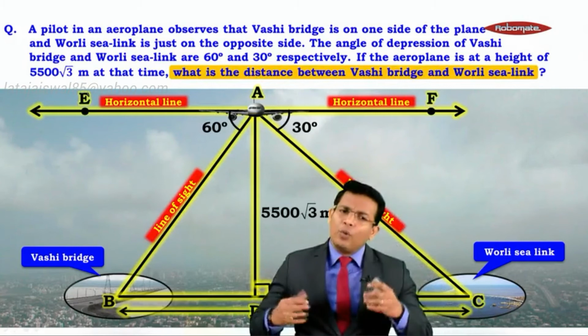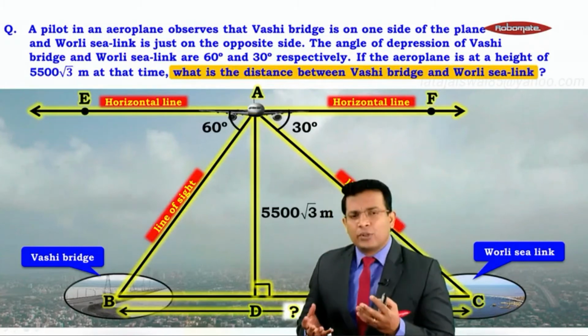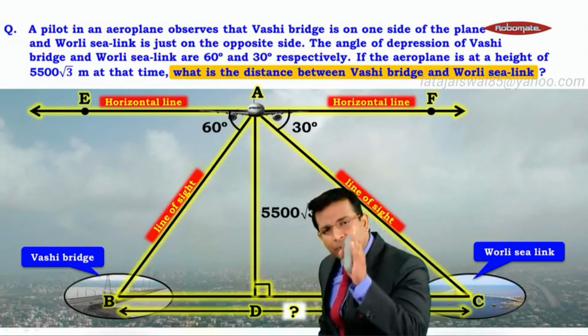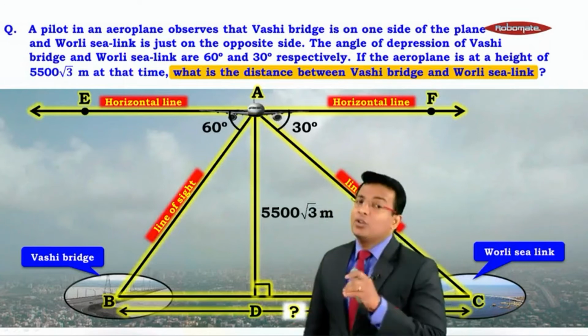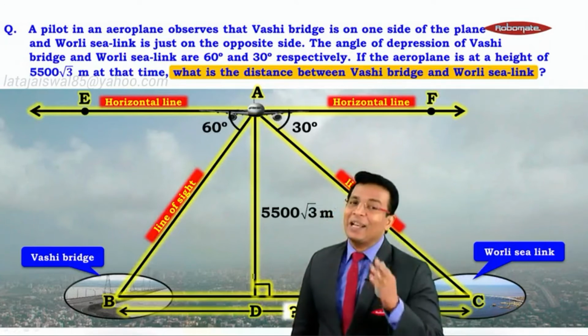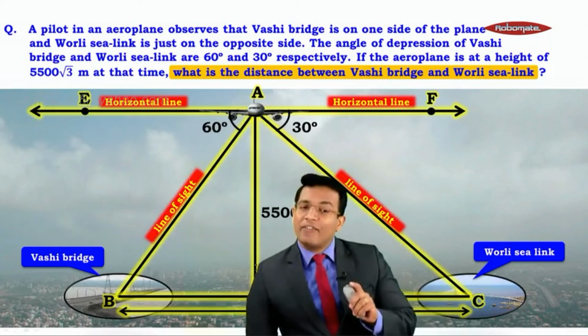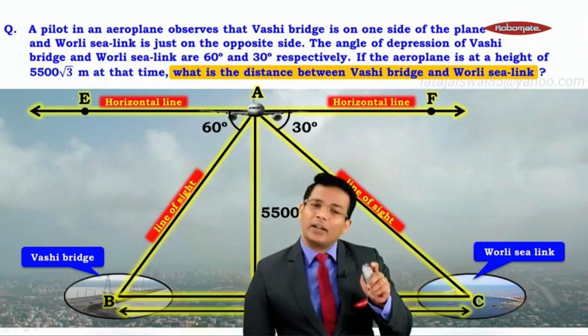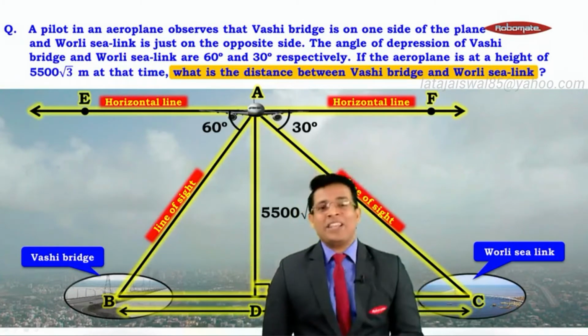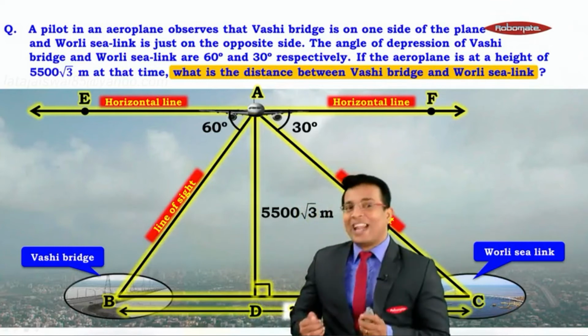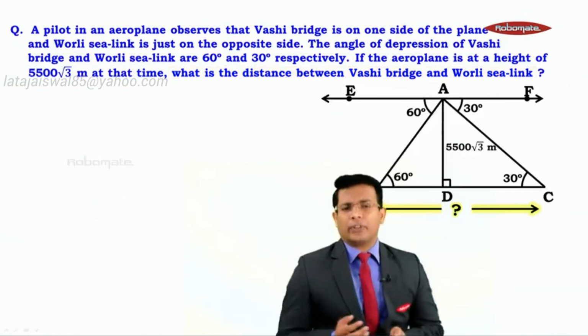Now students, here we know when we are doing angles of depression, sums based on that. Obviously the angle of depression, that is angle EAB, is given as 60. So its alternate angle, that is angle ABD, will be 60. Same way, angle FAC is given as 30. That means angle ACD will also be 30. This is one more information which we get. Now let's see how to solve this further.